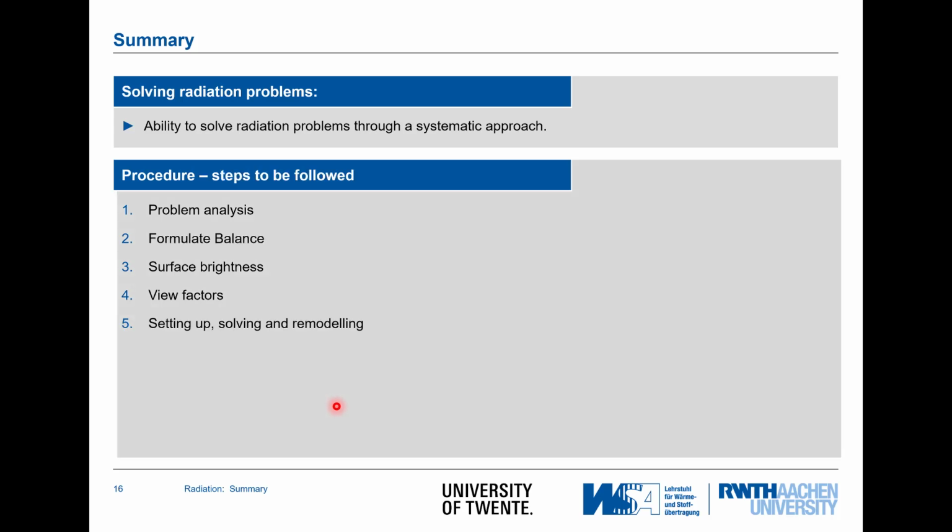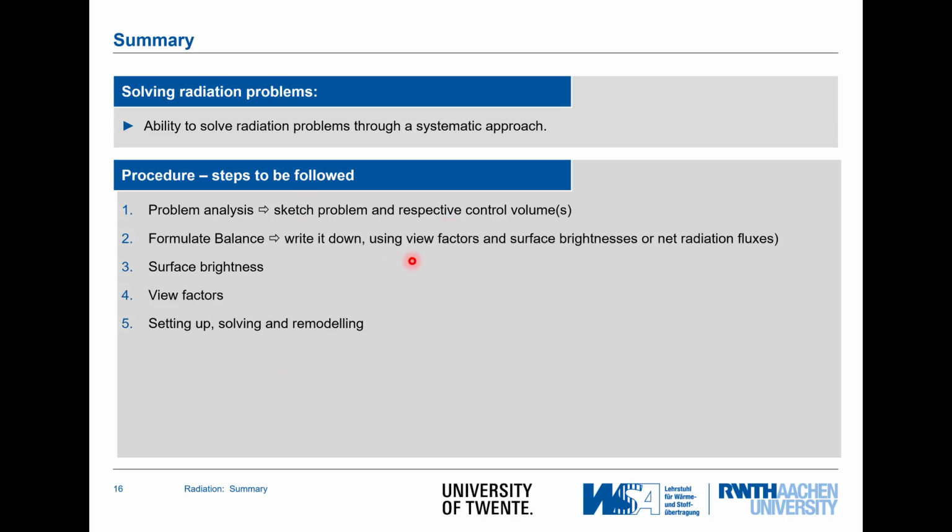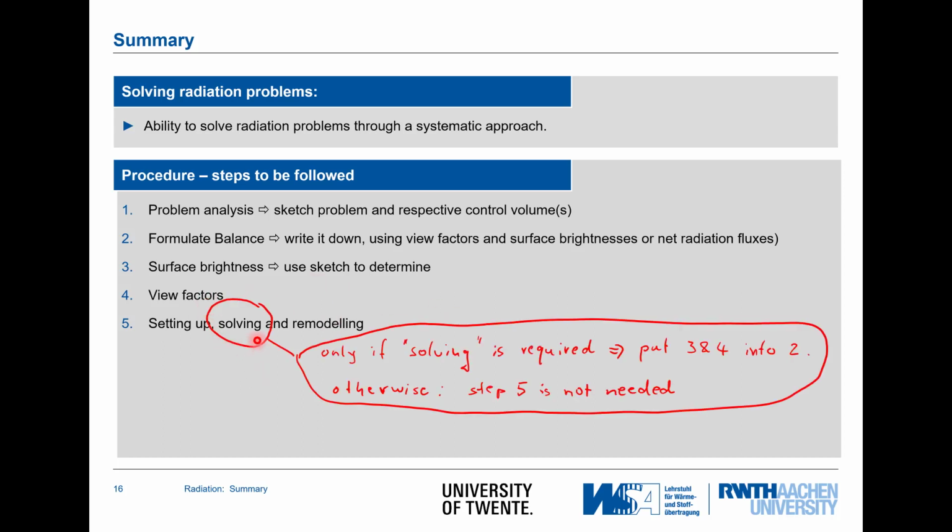Now, the steps to be followed: in the problem analysis, yes, I showed the details. Most important, sketch the problem and the respective control volumes. Formulate a balance, write it down. Use either view factors and surface brightnesses or the net radiation fluxes. Then, for the surface brightnesses, use a sketch, as I did also here in this example, to determine it. Then formulate the view factors, and in this fifth step, the solving.